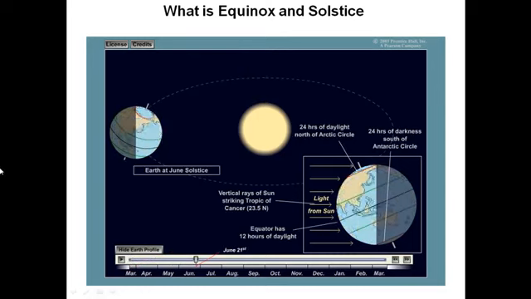Earth at June solstice. As you can see, the direct rays are falling on Tropic of Cancer at 90 degrees. Now the northern hemisphere will experience summer. 24 hours of daylight will be experienced in Arctic Circle and 24 hours of darkness in southern hemisphere or Antarctic Circle, and 12 hours of daylight on equator.